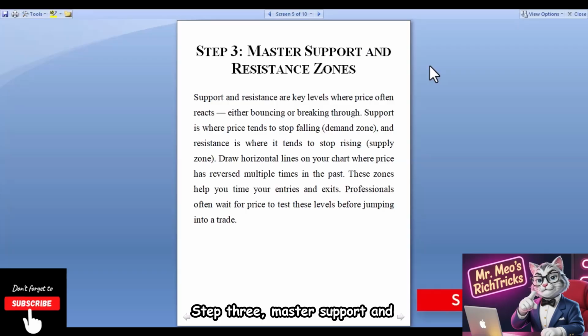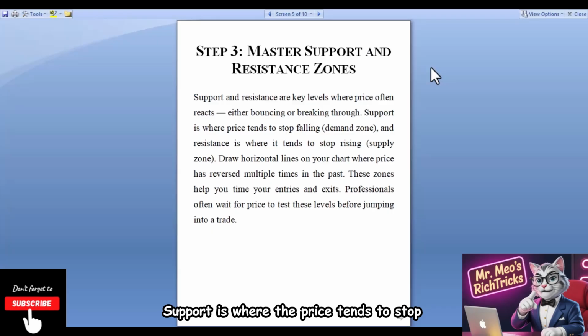Step 3. Master support and resistance zones. The next step here says, master support and resistance zones. Support and resistance zones are key levels where price often reacts, either bouncing or breaking through. Support is where the price tends to stop falling, also called the demand zone. Resistance is where it tends to stop rising, also known as the supply zone.